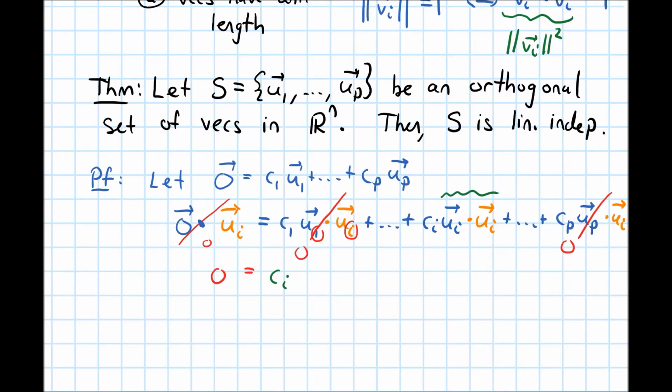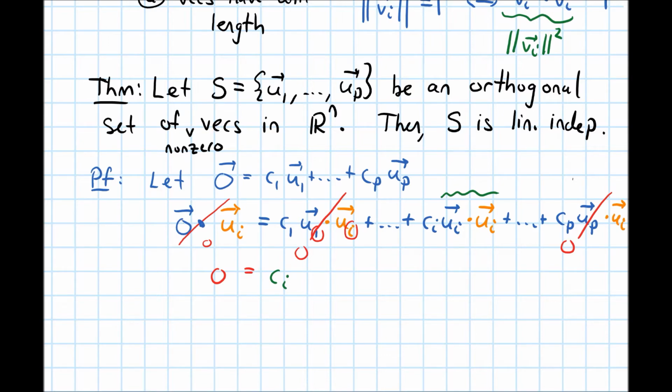And I'm realizing now there's one key word I forgot to write in the statement of this theorem. So let me add that in. I wanted to also say that this is a set of non-zero vectors. Because if the 0 vector is one of the vectors in my set, the vectors are definitely linearly dependent. So I need my vectors to be non-zero vectors.